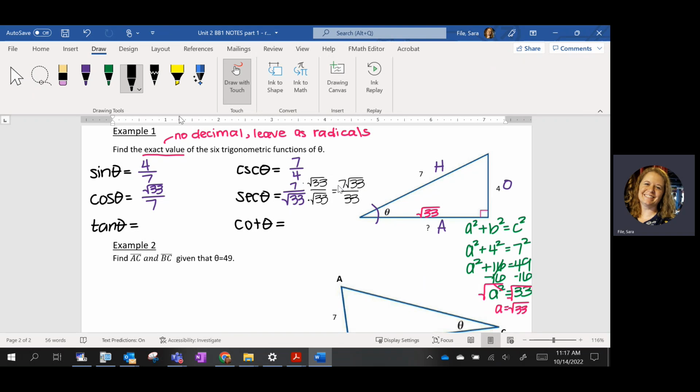Now, if those numbers, here it's 7 and 33, could reduce, you should reduce it. Like if that was a 7 and a 35, and I could reduce it because 7 goes into 35, then I would. But these don't have any common factors. I can't reduce that. Okay, so that's my answer.